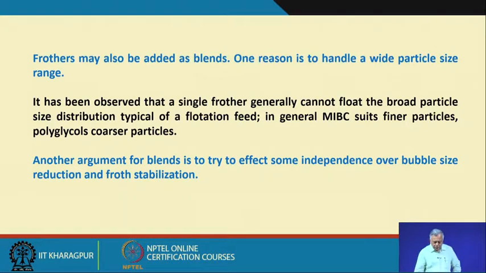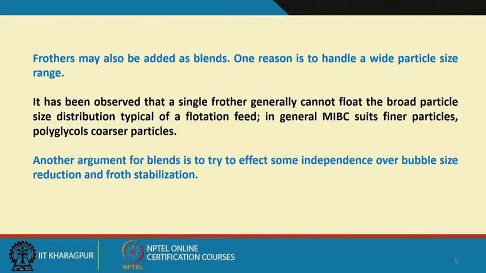In general, MIBC, methyl isobutyl carbinol, suits finer particles, and polyglycols suit coarser particles. These are the general observations, and that is why when we study the kinetics of flotation, the kinetics has to be based on the particle sizes also. Different particle sizes may have different kinetics. Now, how do I control the kinetics of the entire particle size distribution? There the selection of a particular frother may be difficult, so I may have to use a blend of two frothers. That is the example I am giving, that is MIBC.